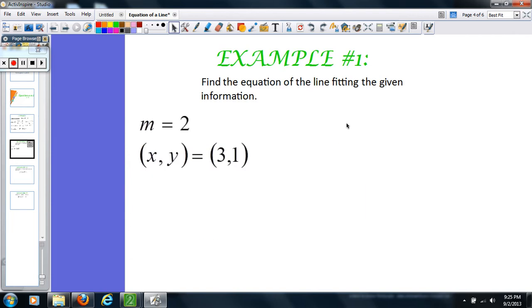So let's just look real briefly. We're going to start basic. You're given the slope and you're given 1 point, so I'm going to use point slope form, which was y minus y1 equals m times x minus x1.